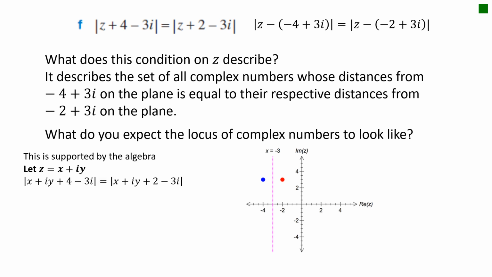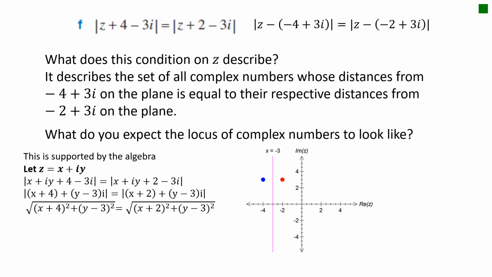trick of replacing z with x plus iy in the rule. Let's just walk our way through this, shall we? Okay, we collect our real parts and our imaginary parts. We apply the definition of a modulus. It's the sum of the real components and imaginary components squared and then the square root of that.